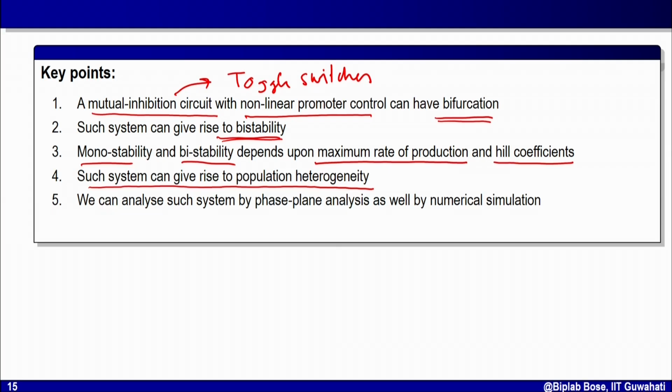And what I have shown in this module is that I can analyze this system using both a graphical method, by phase plane analysis, as well as by simple numerical simulation using JSim.